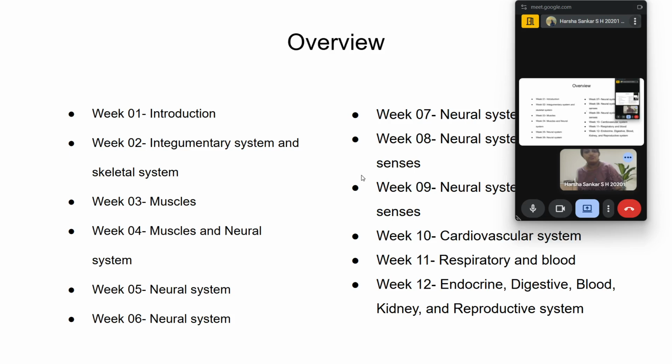So the overview that we have learned in the last 12 weeks: first we started with the introduction, then went ahead to the integumentary system and learned about the skeletal system. In the integumentary system we learned about our skin layers, functions, and accessory structures like nails, hair, etc. We continued with the skeletal system in that week itself.